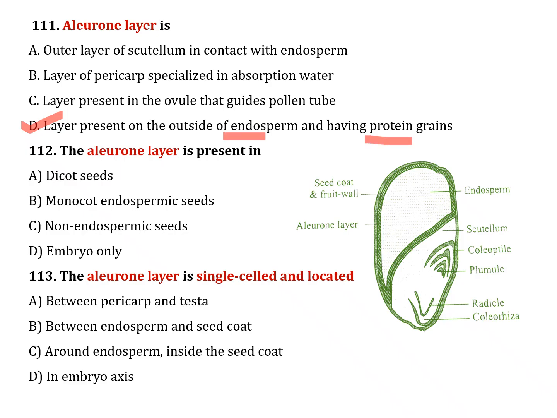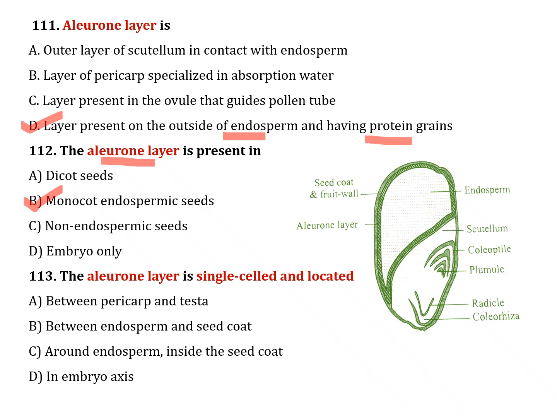The next question number 112. The aleurone layer is present in option A dicot seed, option B monocot endospermic seed, option C non-endospermic seed, option D embryo only. Correct answer is option B monocot endospermic seed.